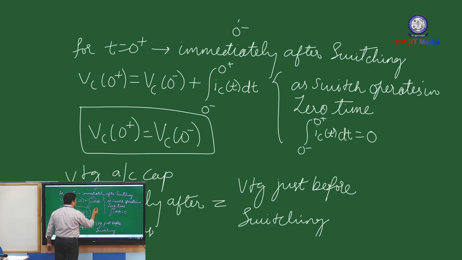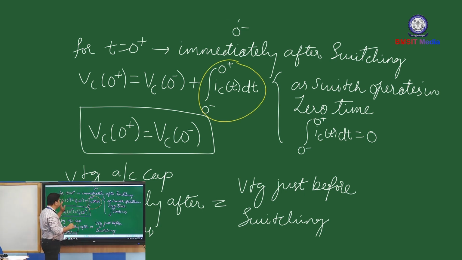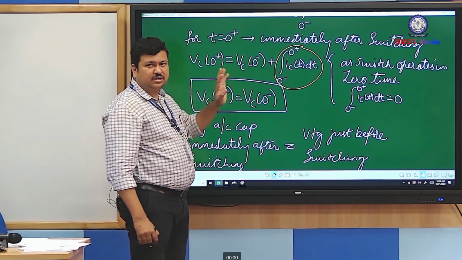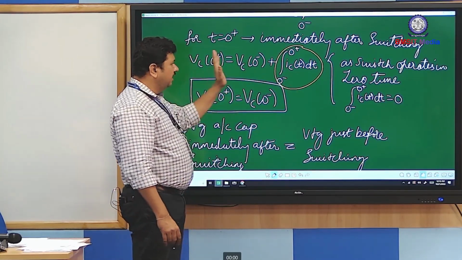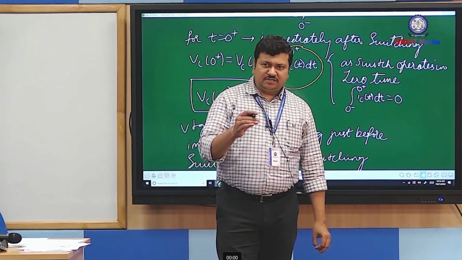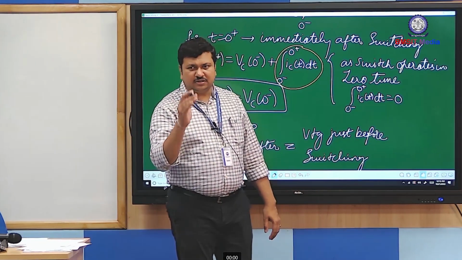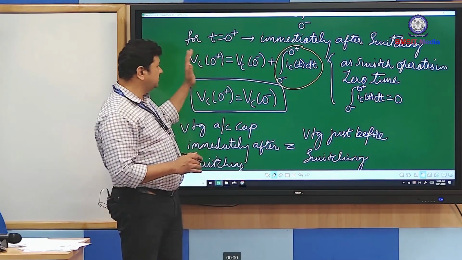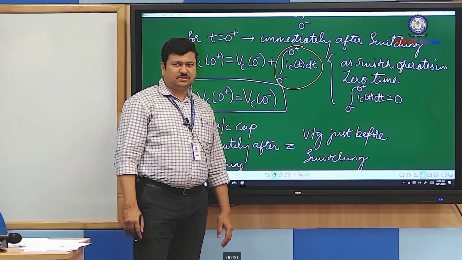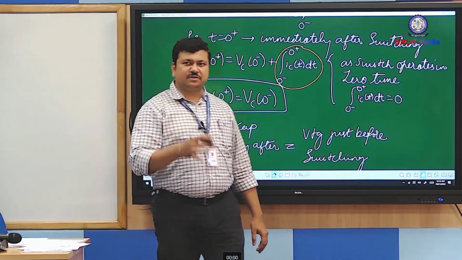When this integral is becoming 0, what is this integral? This integral is voltage. This integral is giving me the voltage. See, if LHS is voltage, every term in RHS represents voltage. If LHS is current, every term in RHS represents current. If LHS is power, every term in RHS represents power. Okay, this we should be conscious about.